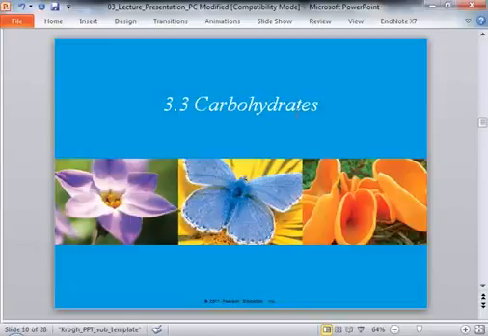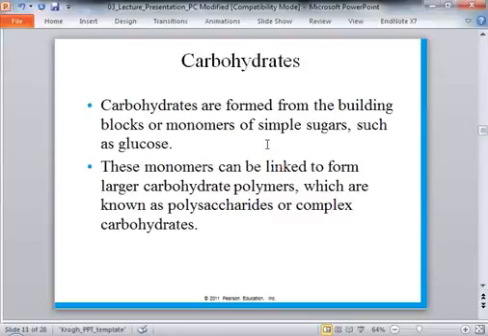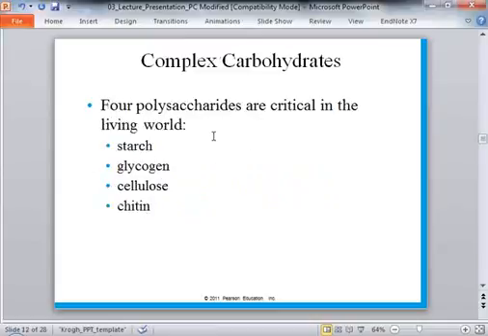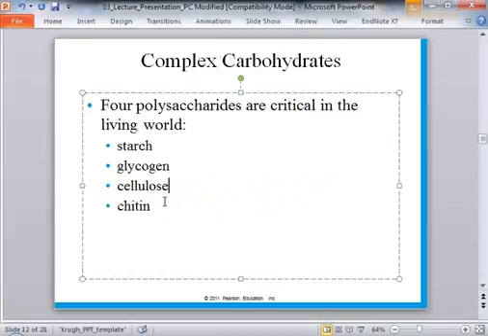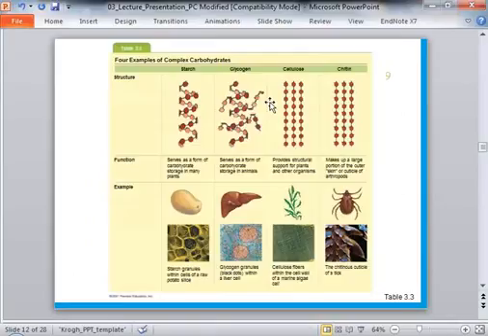All right, let's get into our types of biological molecules, and we're going to start with carbohydrates. Carbohydrates are formed from building blocks or monomers of simple sugars such as glucose, and then we link a bunch of simple sugars together to make a polysaccharide or a carbohydrate. Monosaccharide is one sugar. Polysaccharide is many sugars. And they can make several things in the living world, such as starch, glycogen, glucose, cellulose, or chitin.